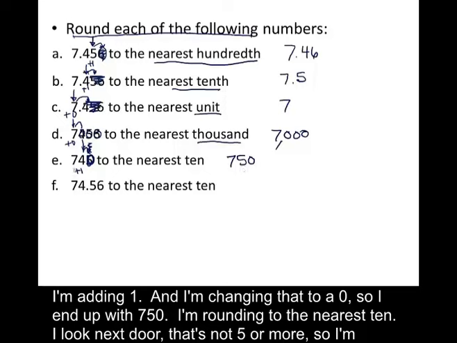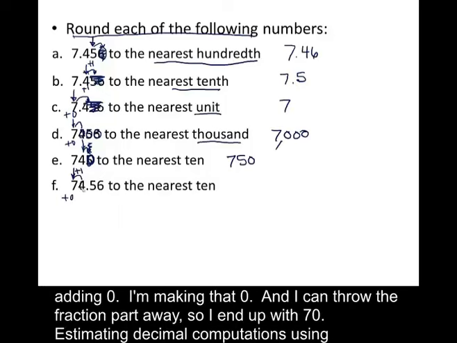I'm rounding to the nearest 10. I look next door, that's not 5 or more, so I'm adding 0, I'm making that 0, and I can throw the fraction part away, so I end up with 70.